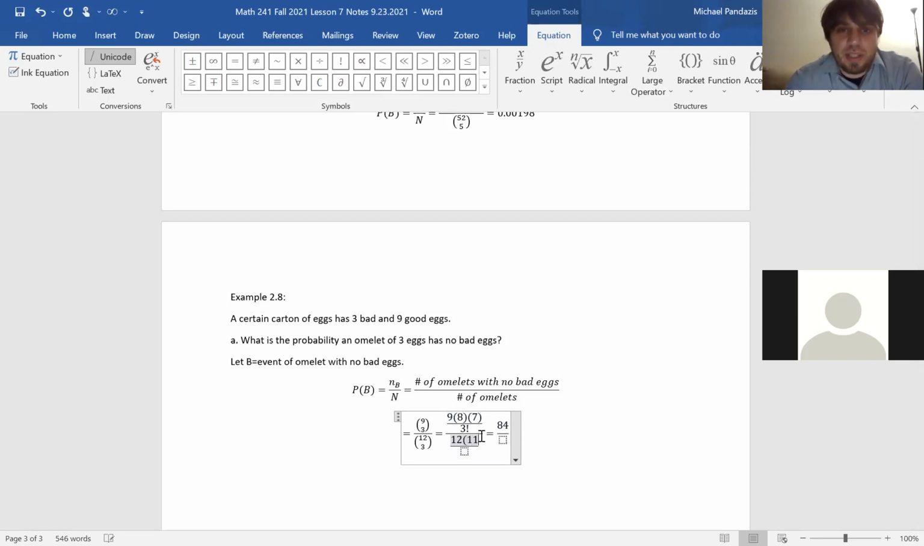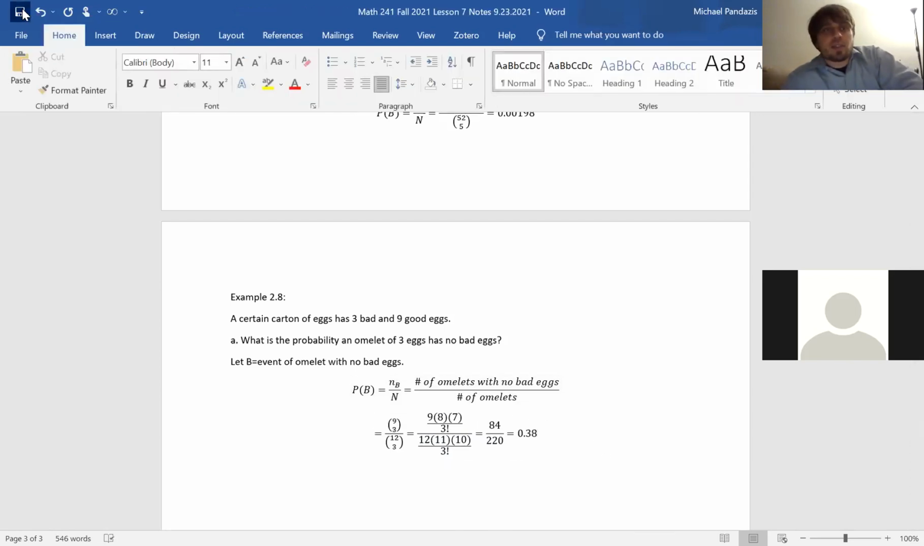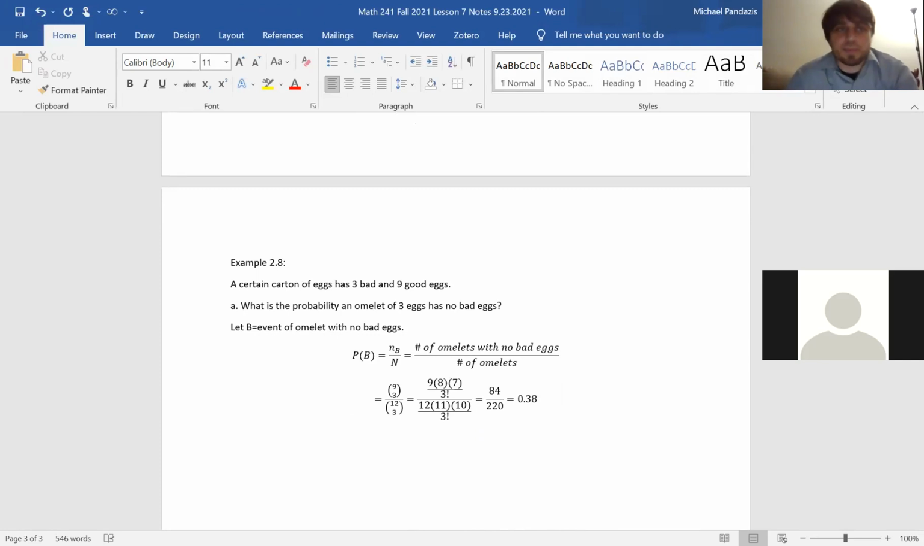12C3 is 12 times 11 times 10 divided by 3 factorial. Actually, 3 factorial is 6. 12 divided by 6 is 2. So you have 2 times 11 times 10. 2 times 11 is 22. 22 times 10 is 220. So you have 84 divided by 220. And as a decimal, that's 0.38. So the probability of an omelet of 3 eggs having no bad eggs is 0.38 in that example.